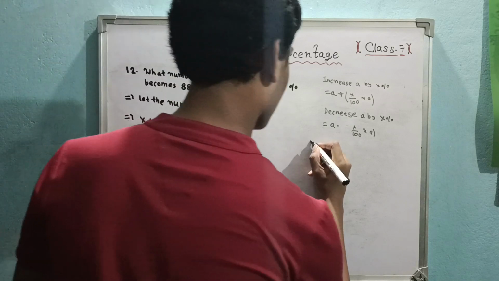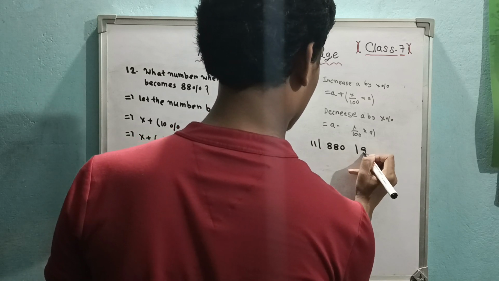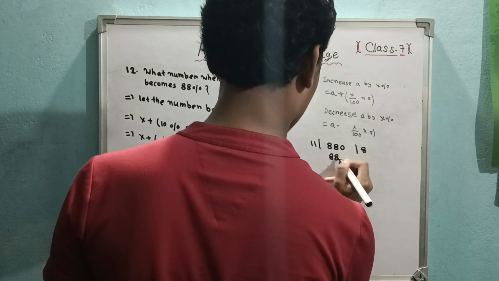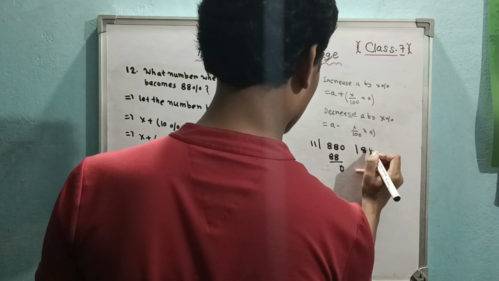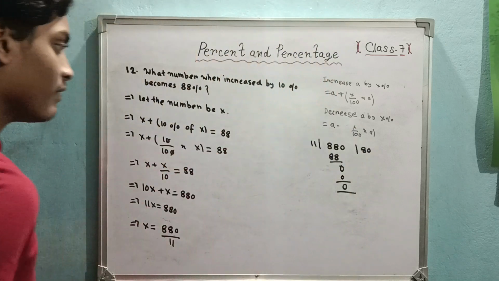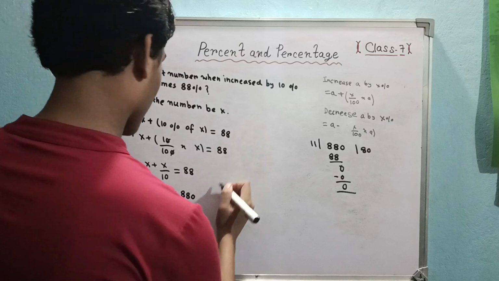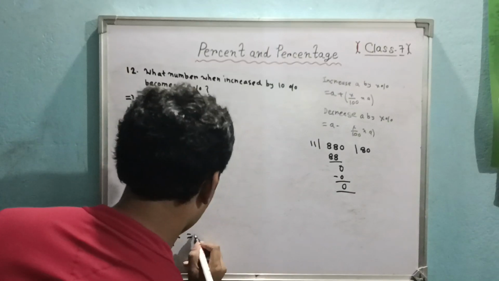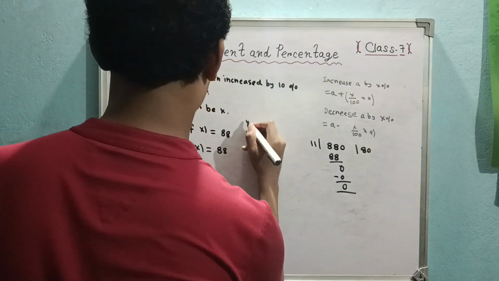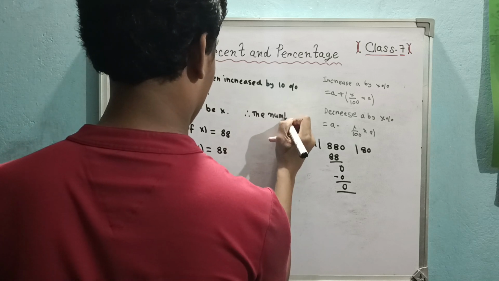Let's divide. 1 8s are 88, and 0, well, it will become 0. So the answer is 80. Okay. So therefore the number is equal to 80.